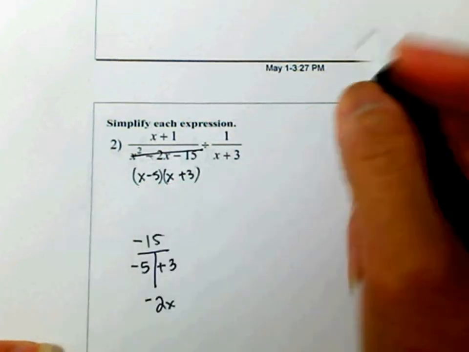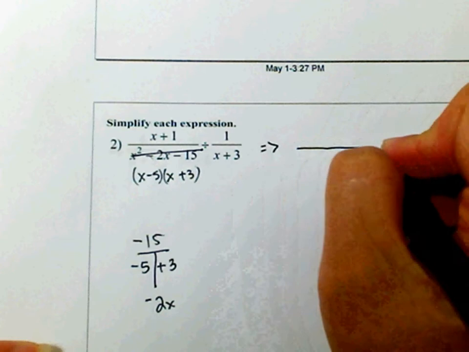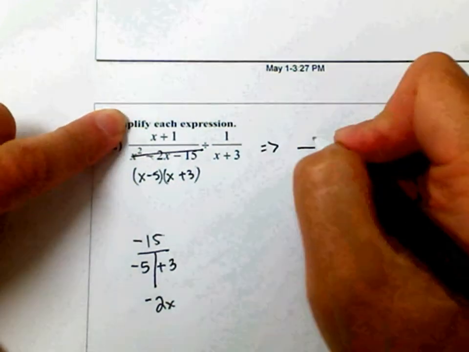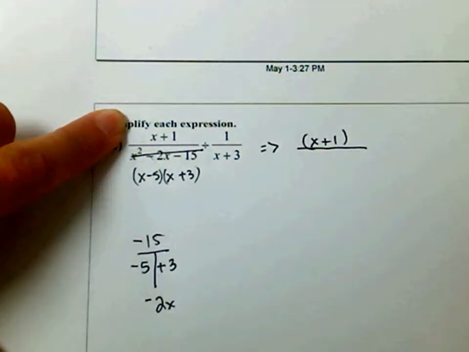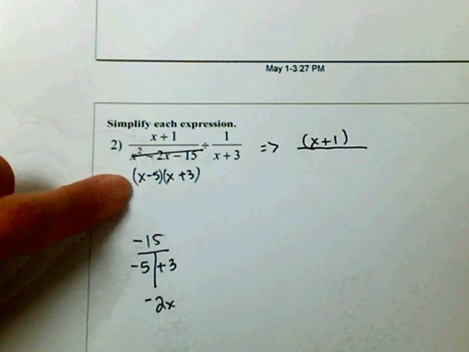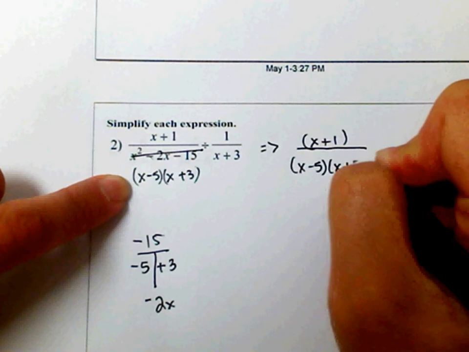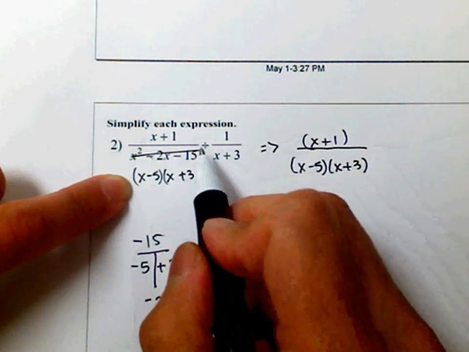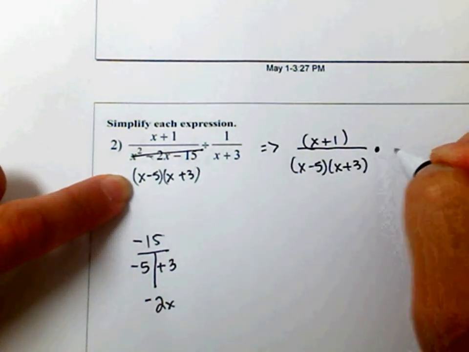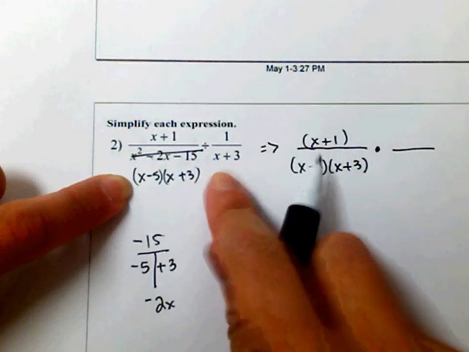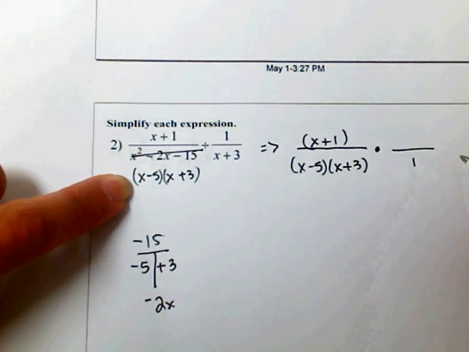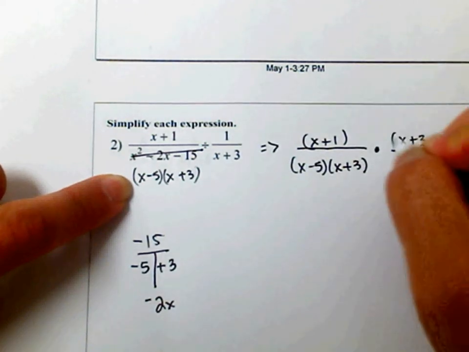Okay. Now I'm going to rewrite your numerator, x plus 1, and if it helps you put parentheses around it, please do so. Rewrite your denominator, x minus 5 times x plus 3. What's the opposite of dividing? Multiplying. Take the reciprocal of the second set. 1 goes in the denominator. X plus 3 goes in your numerator.